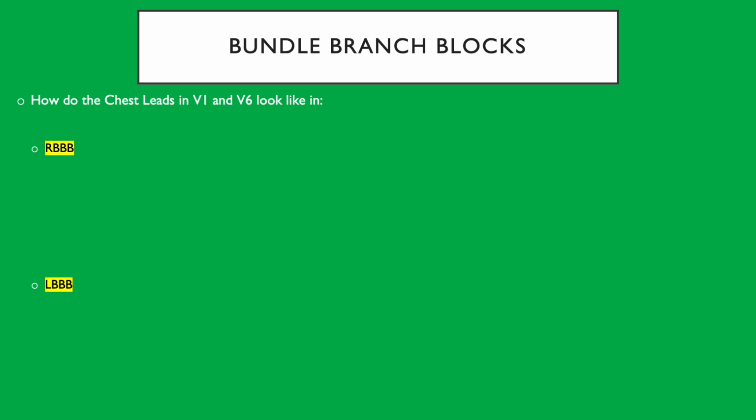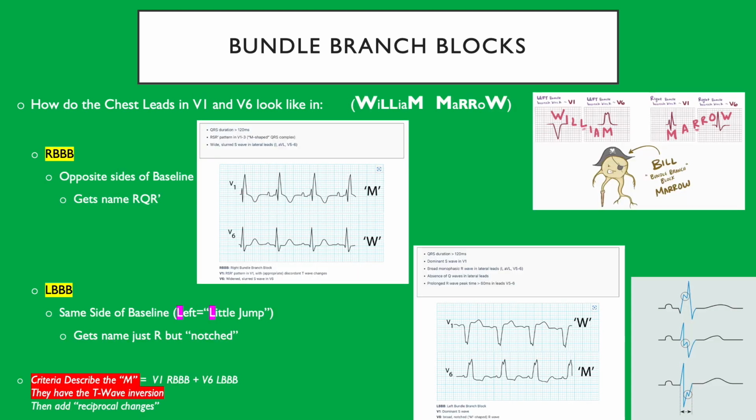Do you know WilliamMarrow? Like how they look, the WilliamMarrow mnemonic? Basically this means that the left bundle branch block is going to have V1 like a W and V6 like an M, and the right bundle branch block has V1 like an M and V6 like a W, okay? But when we describe something, we only care about the M. So for bundle branch blocks, only the M; you don't care about the W. When you have a right bundle branch block, you focus on V1. When you have a left, you focus on V6, okay? Why? Because the M always goes with T wave inversion. Everything else is normal, but your M has T wave inversion.